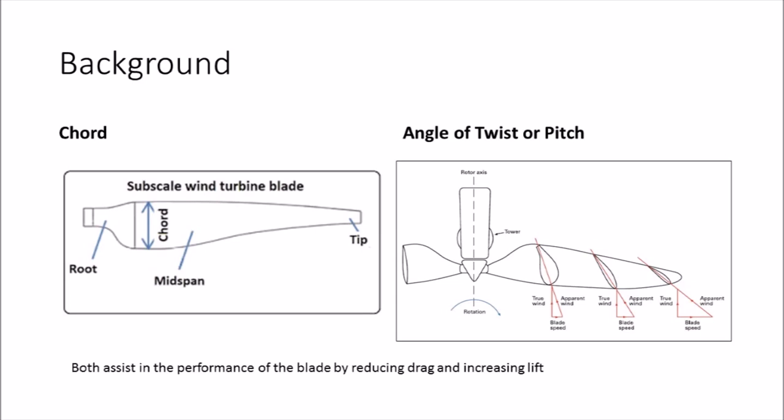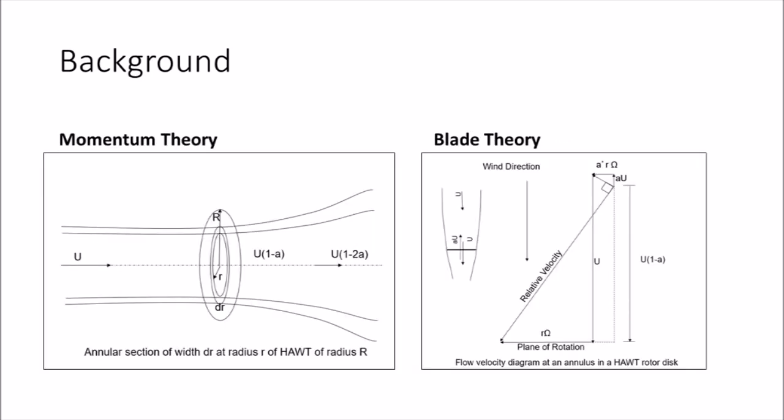As you can see in these figures, the chord length is the width of the blade at any given location, while the angle of twist is how much it twists down the length. They both assist in the performance of the blade by reducing drag and increasing lift.